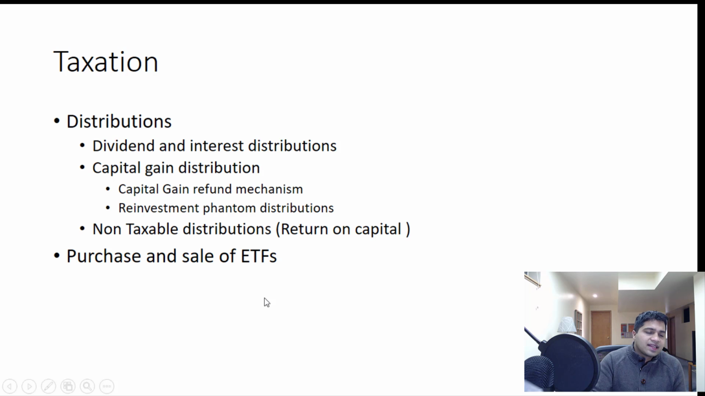Okay, so distributions are taxed like this. Dividend is taxed, but you get a dividend tax credit. Interest is taxed at the marginal rate. Capital gains are taxed at 50%. But you get the refund mechanism as well as reinvestment phantom distributions based on reinvestment. So the adjusted cost basis changes, and there are non-taxable distributions, that is return of capital.